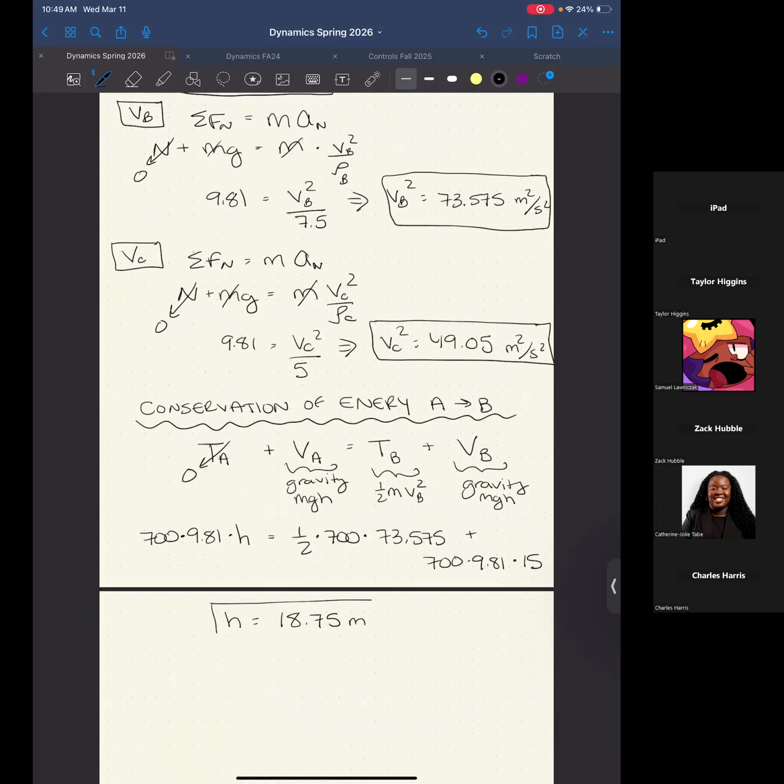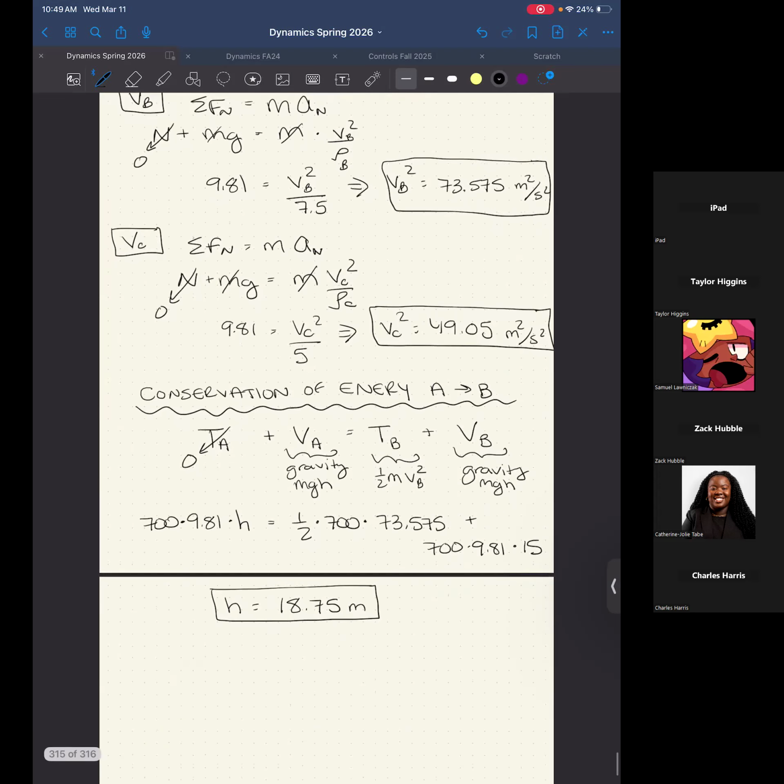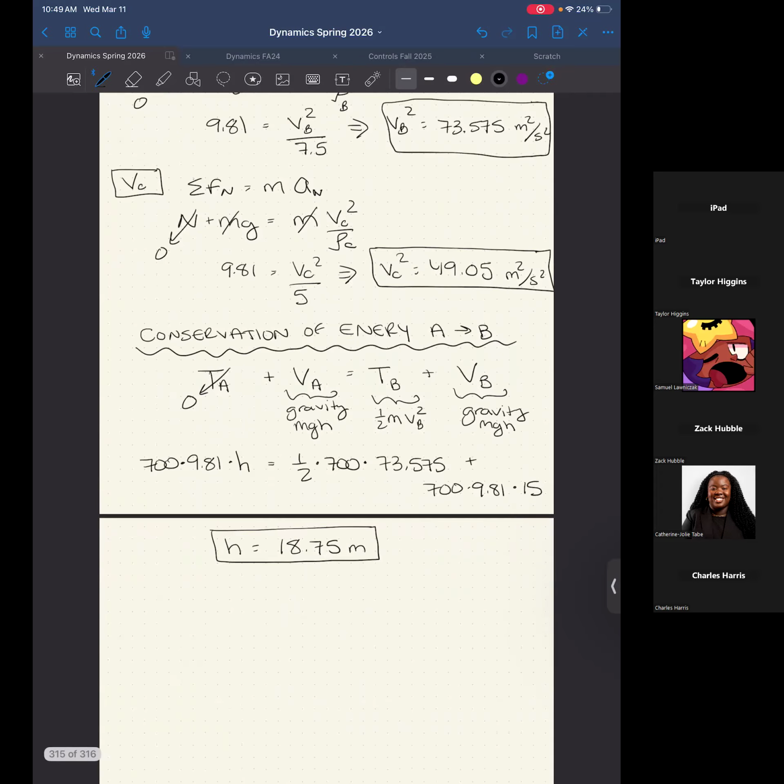What'd you get for your height, Micah? Good job. You got it too? Very good. I used the other equation though, the work energy. Totally fine. Just that balance over with the picture.